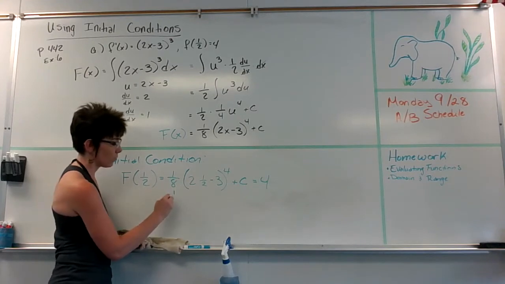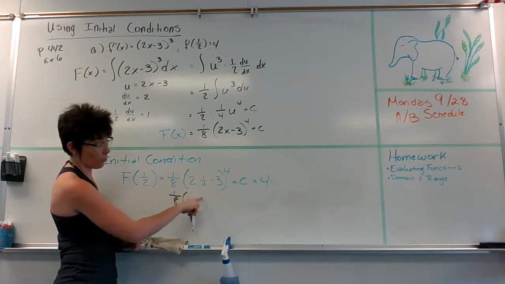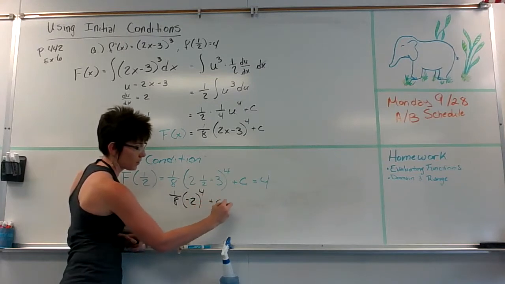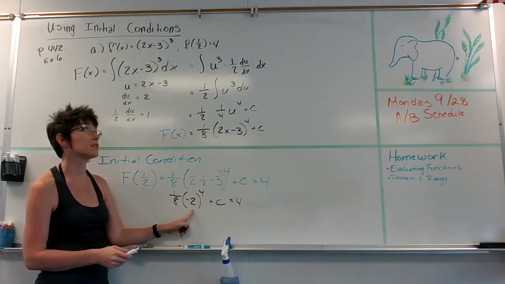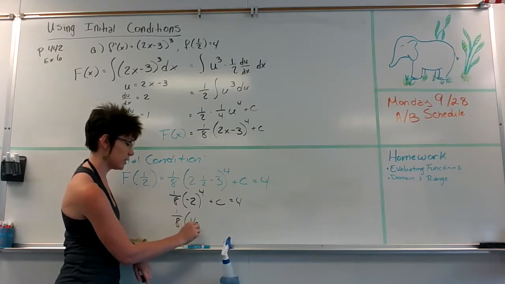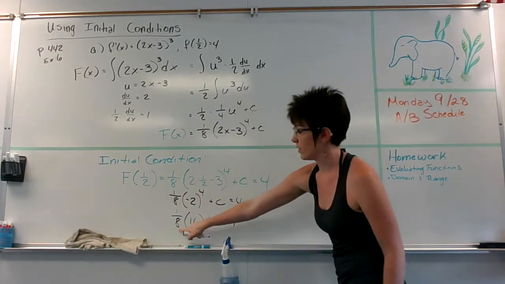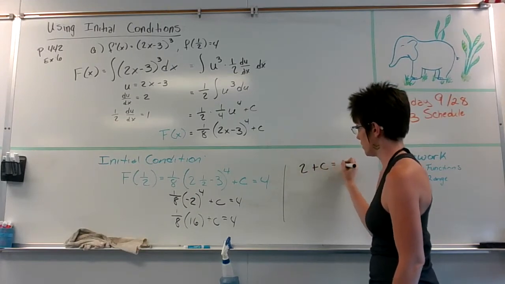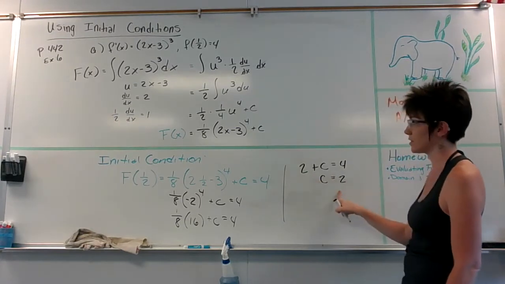So this would look like 1/8 times, 2 times 1/2 is just 1, 1 minus 3 is -2, and that's to the 4th power, plus c equals 4. Okay, so -2 to the 4th power is 16. So this is 1/8 times 16 plus c equals 4. 1/8 of 16, or 16 divided by 8, is just 2. So 2 plus c is equal to 4, and that means c had to have been +2. So subtract that, and I get c is +2.